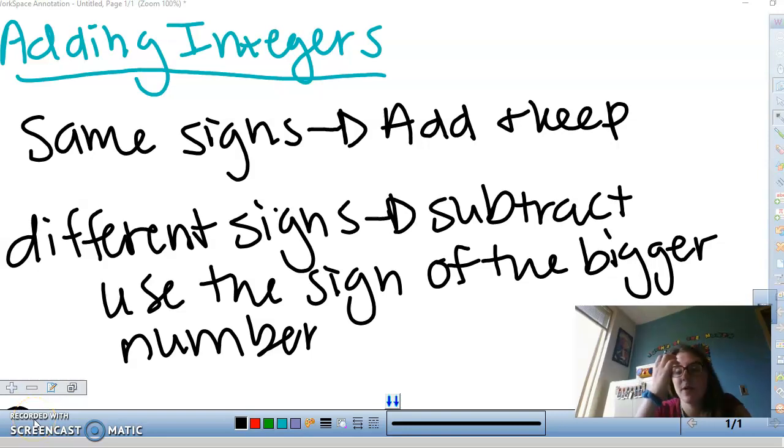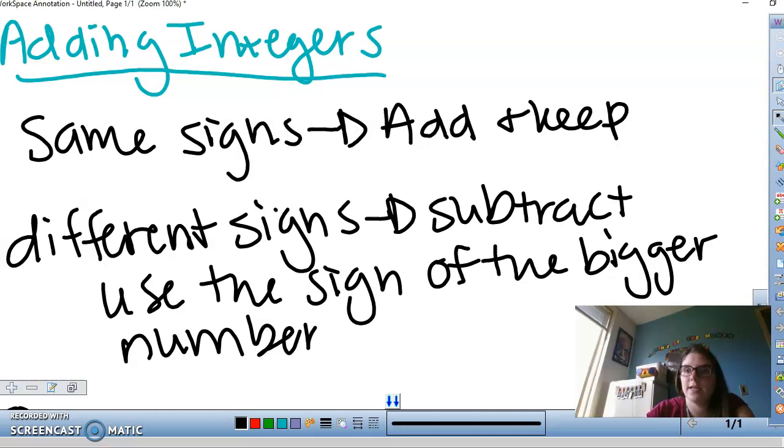Okay, so today we're going to be working on adding integers. When we're adding integers, we want to remember two rules. If they're the same signs, you're going to add the two numbers and then keep the sign of whatever they were. And if they're different signs, you're going to subtract the two numbers and then use the sign of the bigger number. So if the bigger number was negative, the answer will be negative. If the bigger number is positive, the answer will be positive.